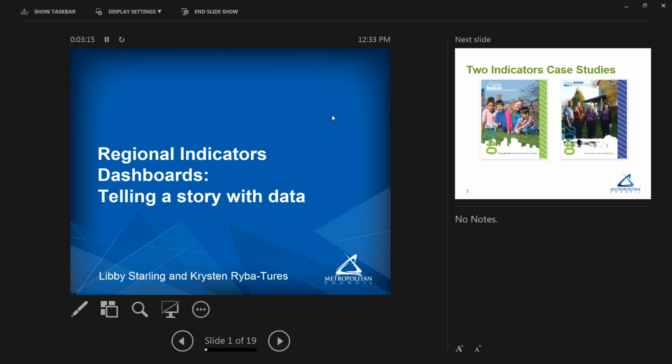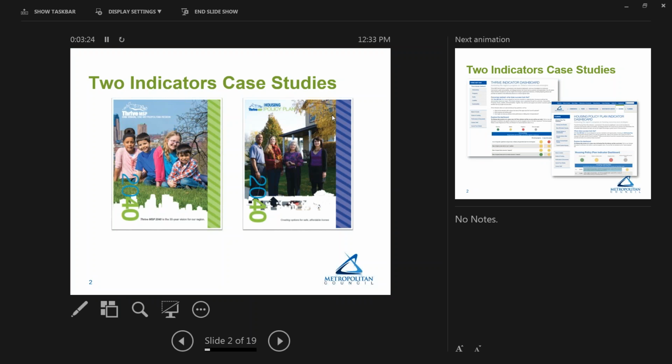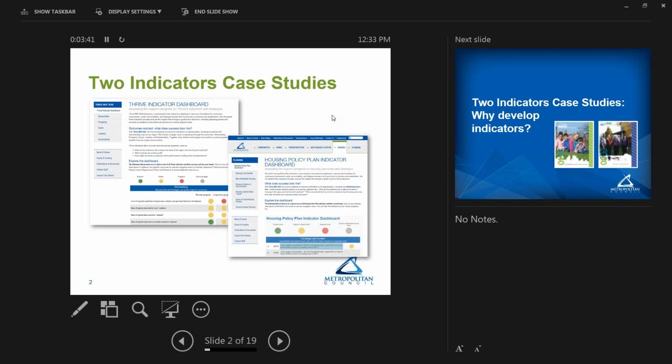So, my name is Libby Starling, and with me, Kristen Rybaturis, as you said. And we're going to be talking about telling stories with data using two case studies from the Metropolitan Council. So I actually brought the hard copy policy documents that I have pictured, so you can see that there are policy plans that work with this. And then talking about how the development of indicators in the policy process then move into the development of online dashboards in Tableau, which Kristen's going to talk about.